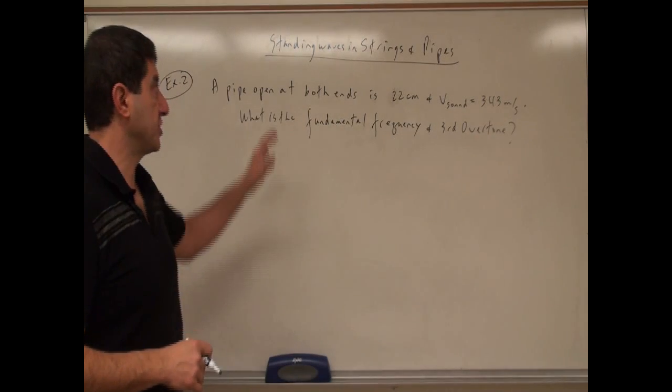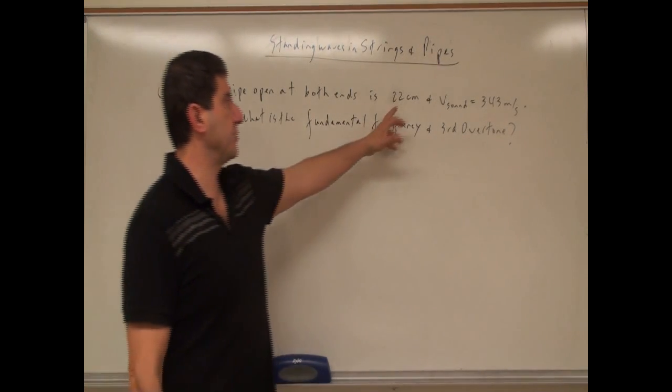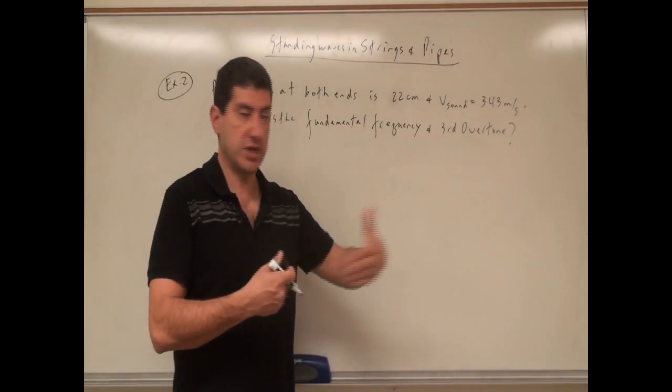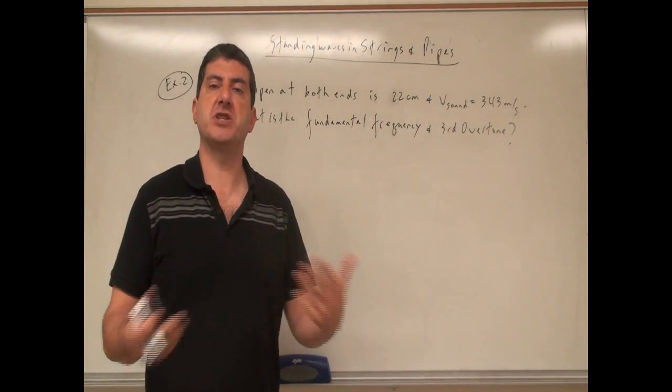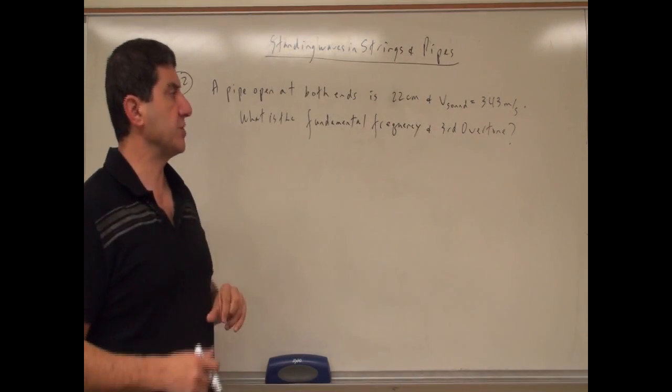Okay, now we get to a question on pipes. It says a pipe open at both ends is 22 centimeters long, and let's assume the velocity of the sound in the air is 343 meters per second, which means that we are assuming the temperature in the room is about room temperature, right? So what is the fundamental frequency and the third overtone?